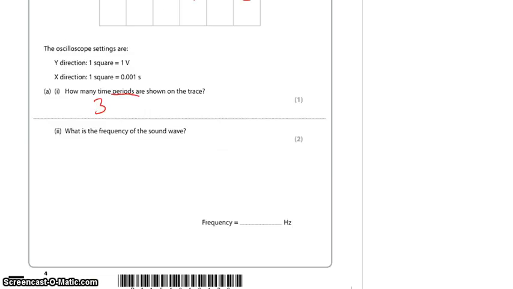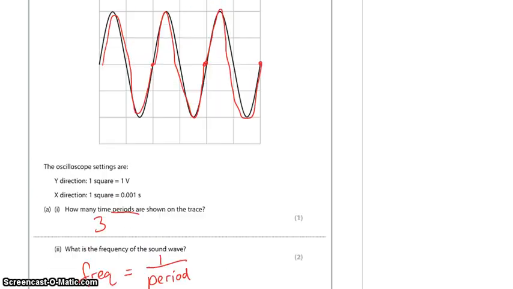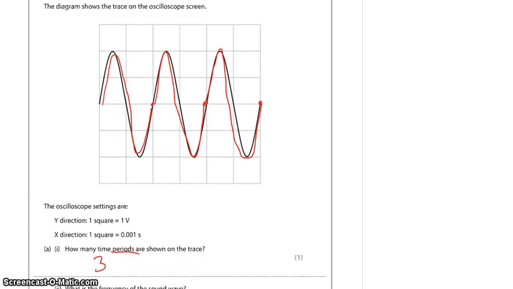What is the frequency of the sound wave? Well, remember that the frequency equals 1 over the time period. But it's the time period for one wave. So if you go back to the diagram, what you want is how long, what's the time for one wave?